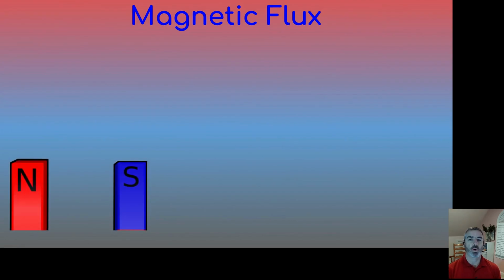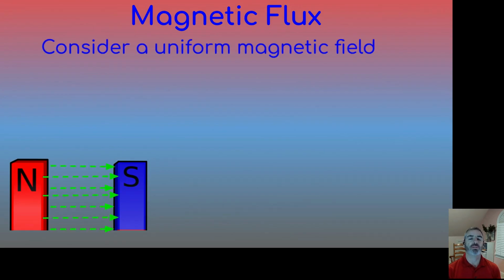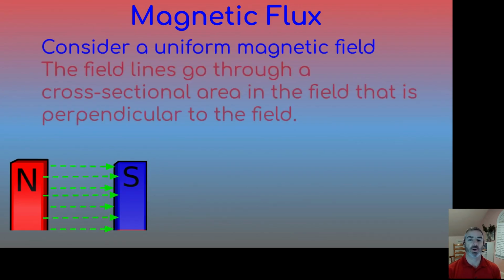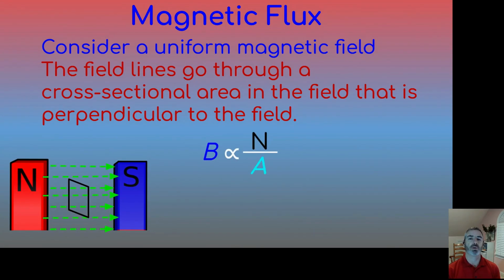If we have a horseshoe magnet, and we look at the north and south pole ends of the horseshoe magnet, and we consider the uniform magnetic field between the north and south pole, and we place a cross-sectional area in that magnetic field that is perpendicular to the field, the magnetic field is going to be directly proportional to the number of lines per cross-sectional area, the number of lines going through that area.